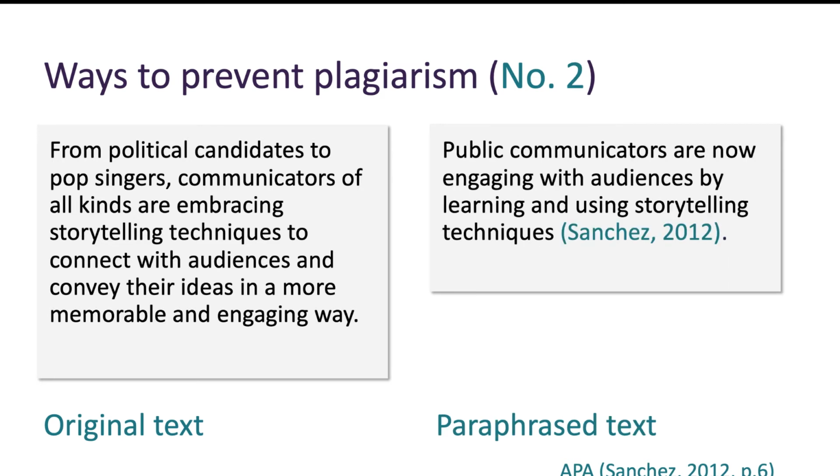The second way to prevent plagiarism is by paraphrasing. So taking the information, again we've got this original text on the left-hand side, and putting it into your own words. When you're paraphrasing, you're not just looking to change one or two words, you're looking for the meaning of the piece of information you're looking at, and looking to see how it can help you support your argument.